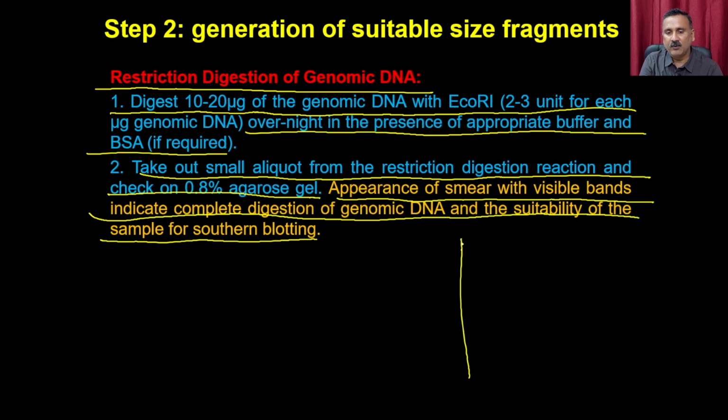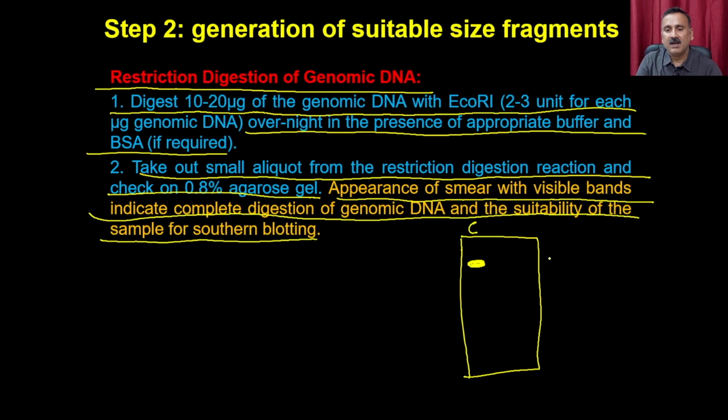This means, if I run the control sample where I have not added a restriction enzyme, I am going to see an intact band of genomic DNA, just like what I have shown you on the agarose gel. But if the enzyme cuts, wherever it has restriction sites, I am going to see fragments, a complete smear, along with some discrete bands also. That means this has been done correctly, and all these fragments are suitable for Southern blotting, and step 2 is done.